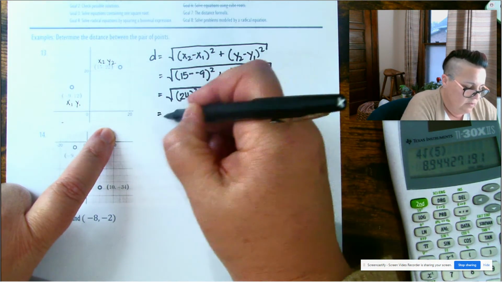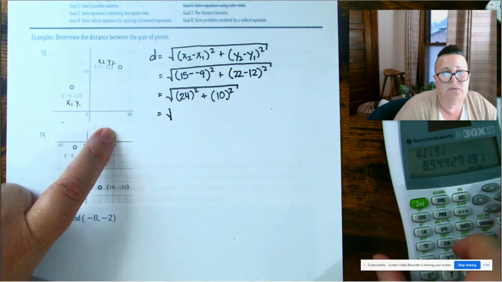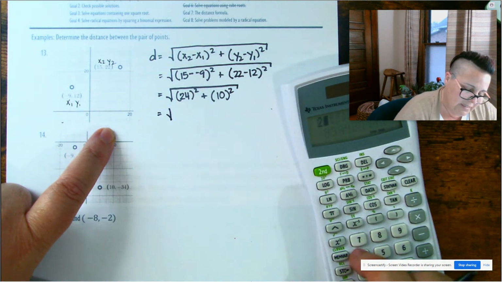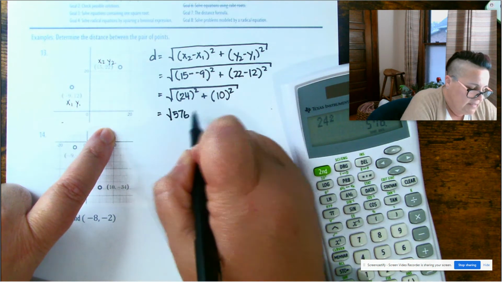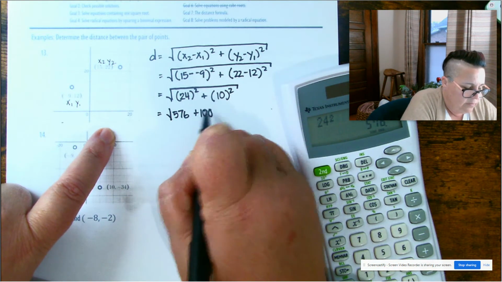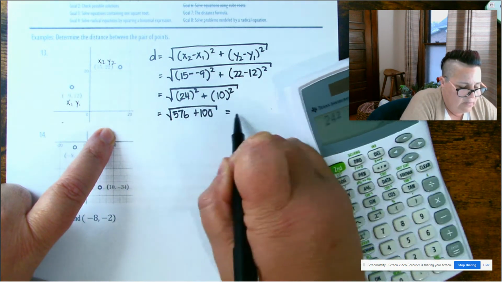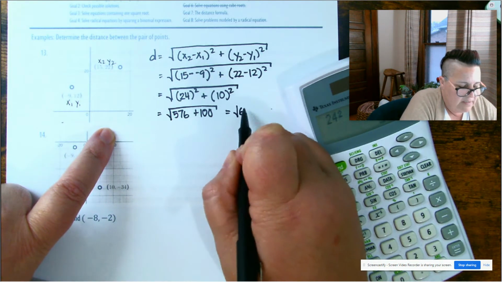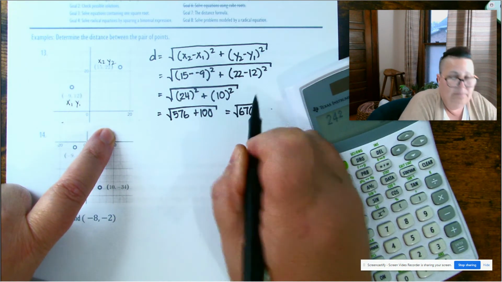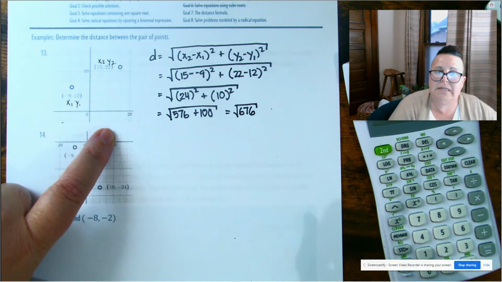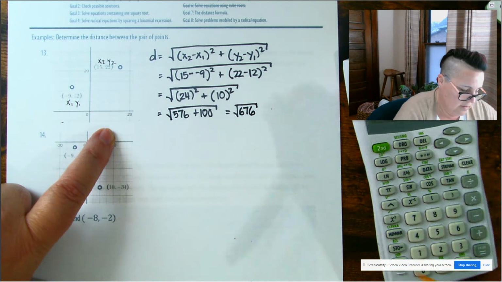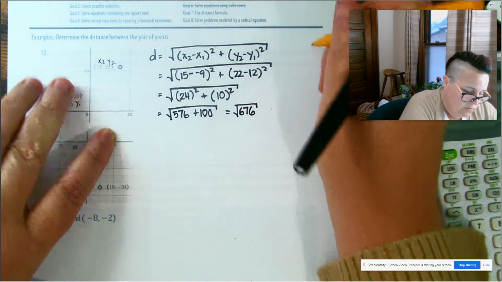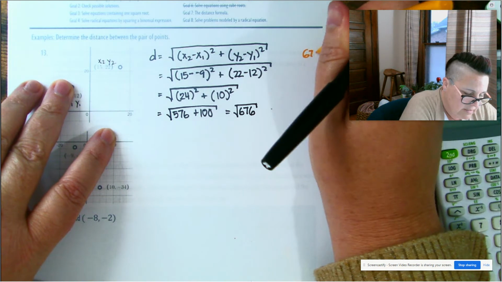Square root 24 squared is, I want to say 576, but I'm just going to double check. Yep. 576 plus 10 squared, I know that's 100. So this would be the square root of 676. I will probably need to simplify that. So the square root of 676. All right. So I'm going to do what I do, which is 676. I'm going to divide that by 2.